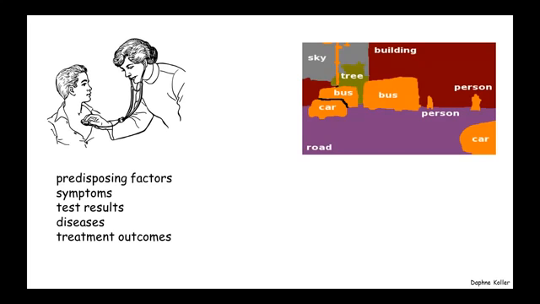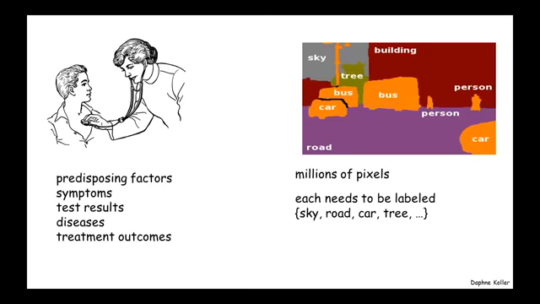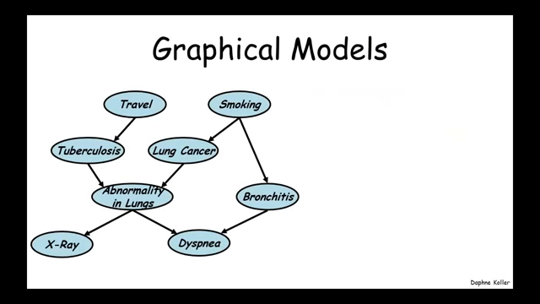Why is this hard? It's not hard for humans, but it's hard for computers because there's lots and lots of pixels, each of which needs to be labeled, and the computer is not really good at looking at a pixel and figuring out what it belongs to. So what does a graphical model look like?